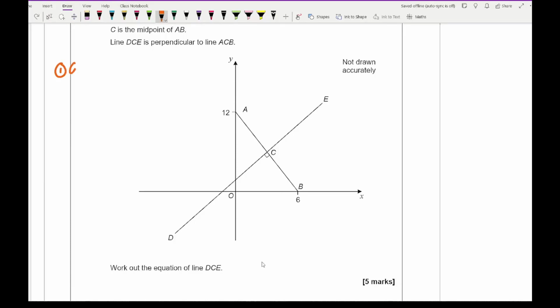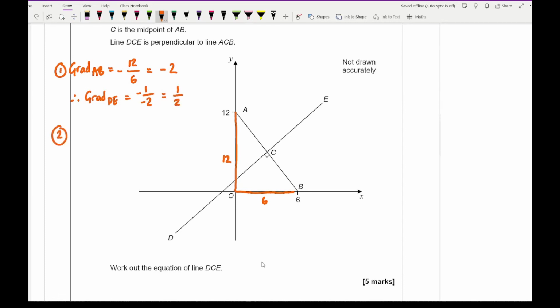So the first thing we need to do is work out the gradient of AB. So we draw the triangle, and the gradient is the height of that triangle divided by the base. So it's going to be 12 divided by 6. Now we know that the line's going down, so it's going to be a negative gradient. So the gradient of AB is -2. Because I know that the gradient is perpendicular, we then know that the gradient of DE is going to be the negative reciprocal. So it's going to be +1/2.